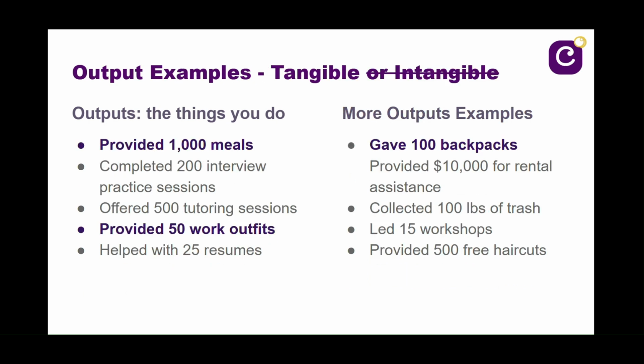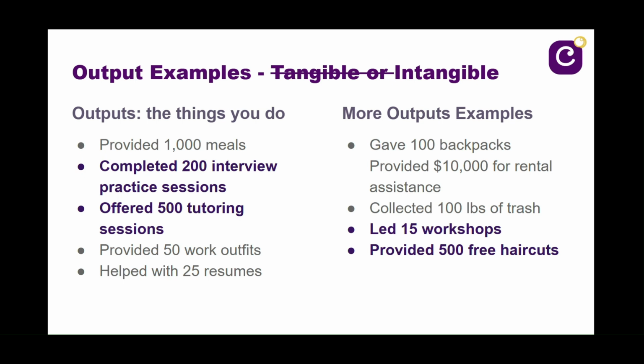You'll notice that some of the outputs we track are very clearly stuff that the nonprofit provides. Meals, outfits, backpacks. These are things that a person could take home and use. They could touch them, interact with them, look at them, share them. And some of it is very clearly not stuff. Coaching sessions, tutoring sessions, workshops, haircuts. We can't take an interview practice session home and share it with our spouse or our kids. Intangible outputs are services we provide, but people won't walk away with physical items like food or a backpack.